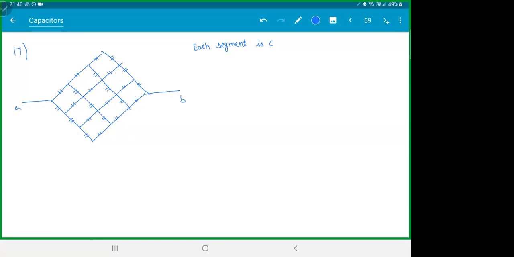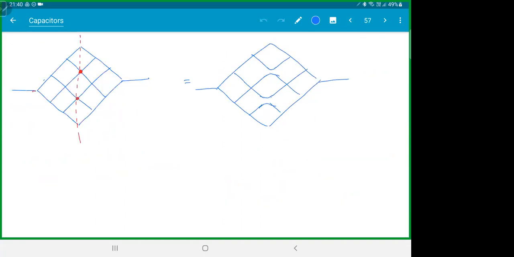Getting how the capacitors are? What is the equivalent of this? Try. I'll give you 2-3 minutes. Try to figure it out and then I'll show you how to do it. Axial symmetry page.